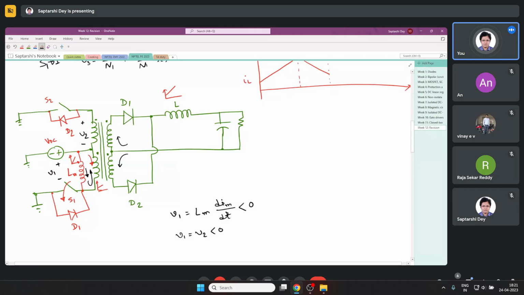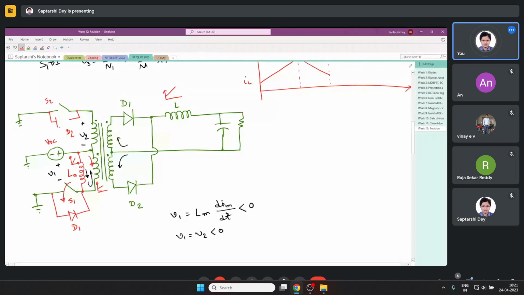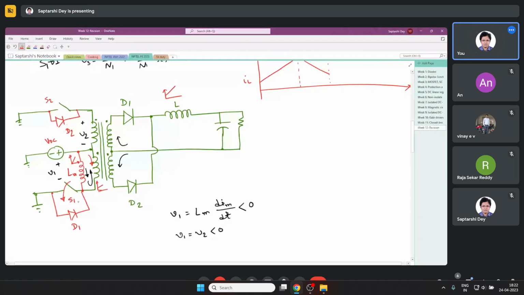Am I drawing the diodes opposite? Yes, this diode I drew opposite. This diode cannot be in this direction, otherwise it will always turn on the voltage source like this. Now it is fine. It cannot be the other way around, otherwise the voltage source will always keep on supplying the winding.